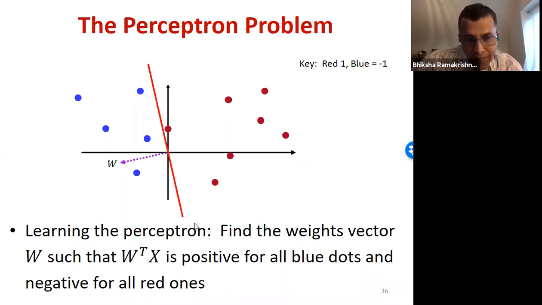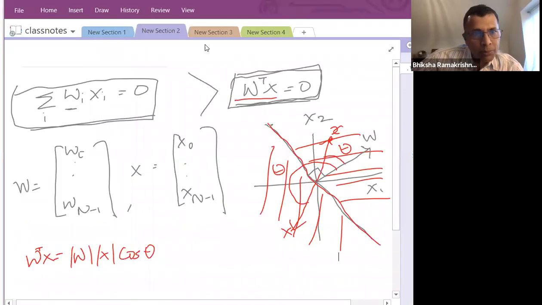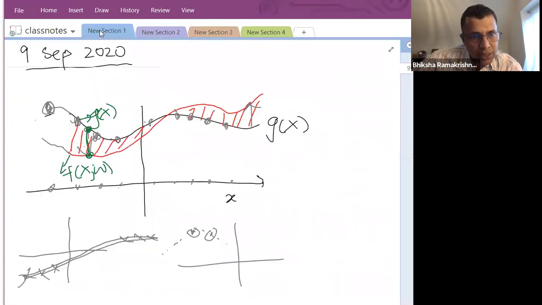We want to find a hyperplane such that the inner product between the axis and the weight vector is positive for these guys and negative for these guys. Okay, just bear with me for a few minutes. So this makes sense to everybody, I assume.